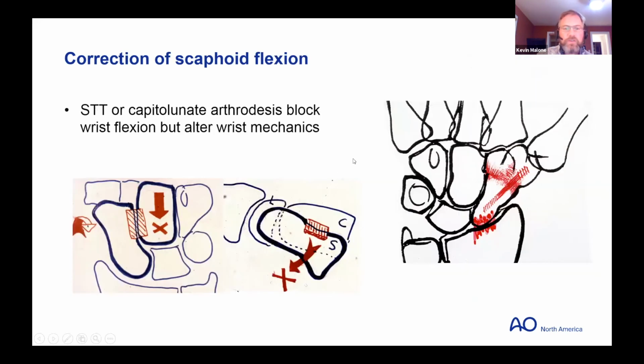Bony procedures can also really control the scaphoid, but these are going to have a more significant impact on wrist mechanics and a more significant impact on wrist range of motion. So as a primary procedure, I think, unless you have a patient with very specific demands, STT fusion or capitolunate fusion or even a four-corner fusion may not be the best option.